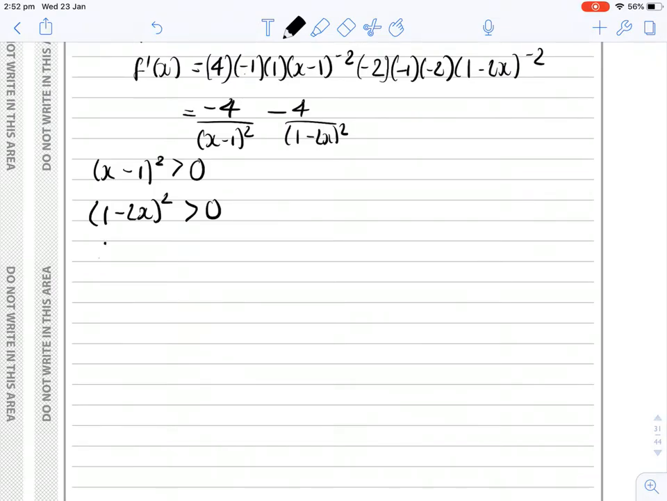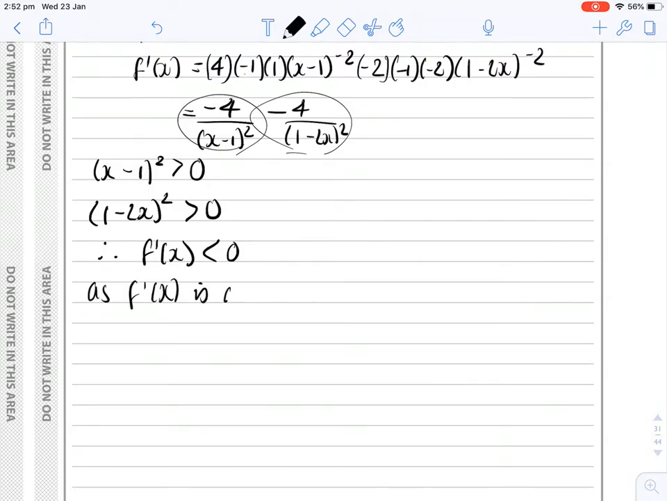So therefore f dash x must be less than 0 because you're going to have a negative and a negative. As f dash x is always less than 0, it is a decreasing function.